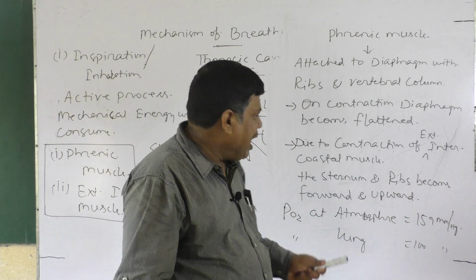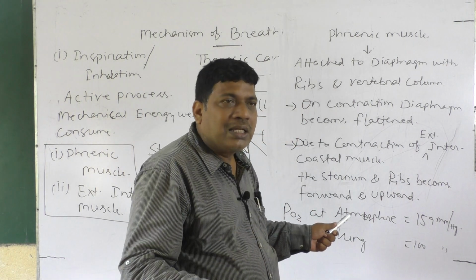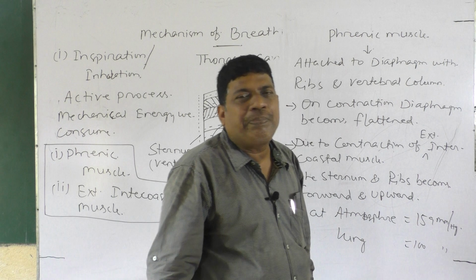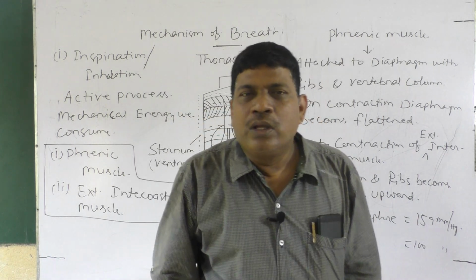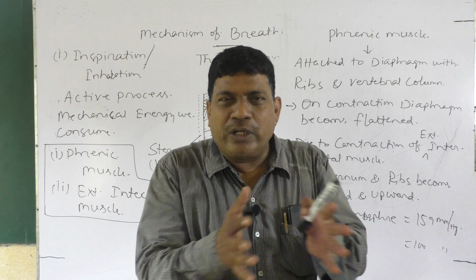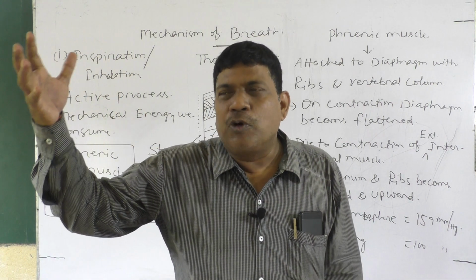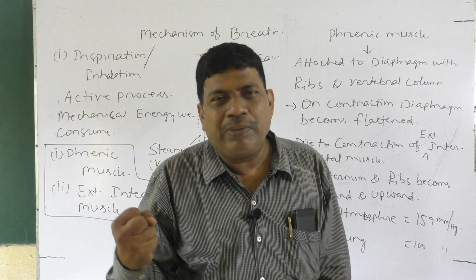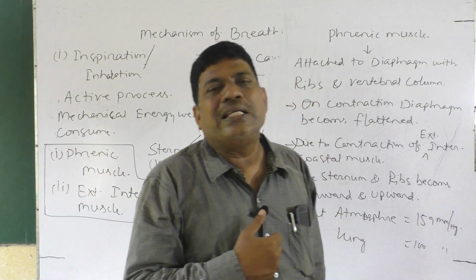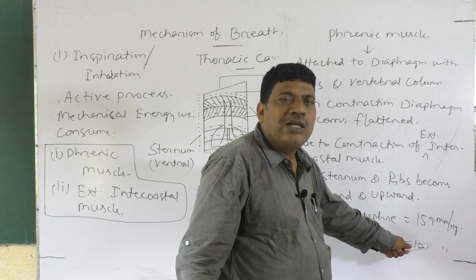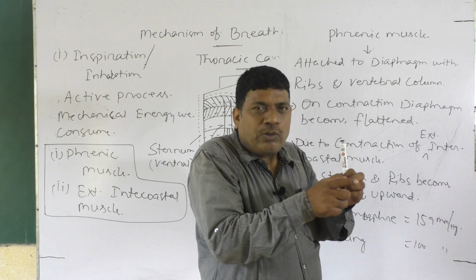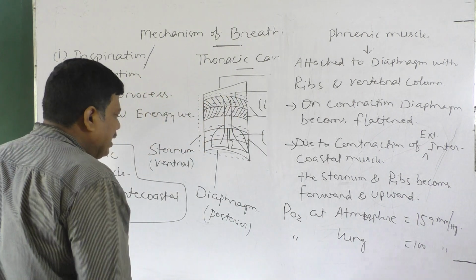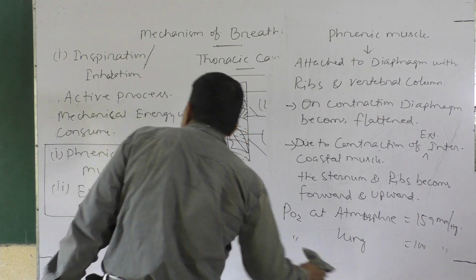is 100, and in our atmosphere partial pressure of oxygen is 159. So obeying the law of diffusion, the atmospheric oxygen, which is at higher partial pressure at the atmosphere, that is 159, rushes into the lungs where it is at lower partial pressure, that is 100. This is inspiration. Next, we come to expiration.